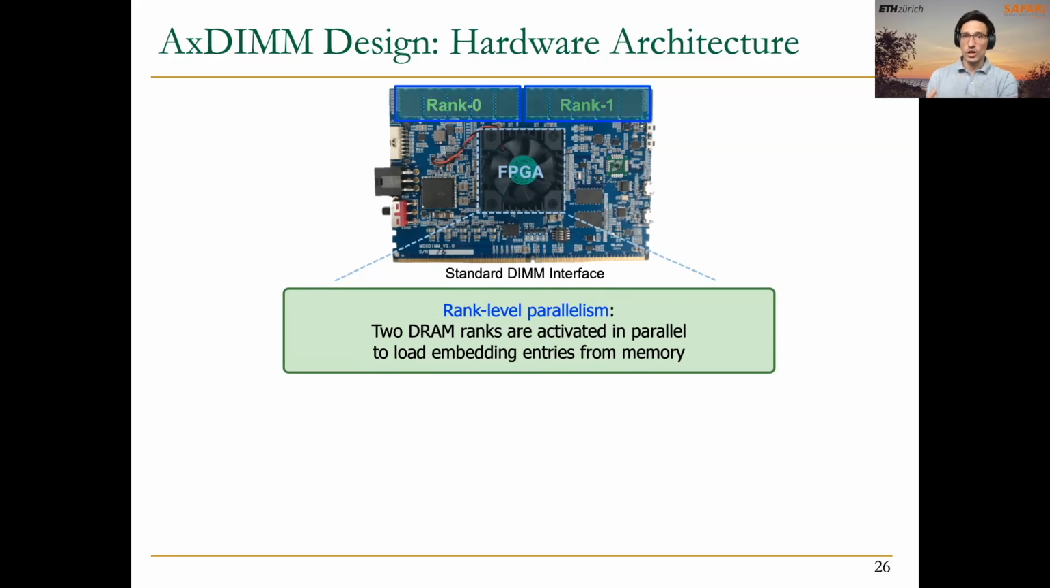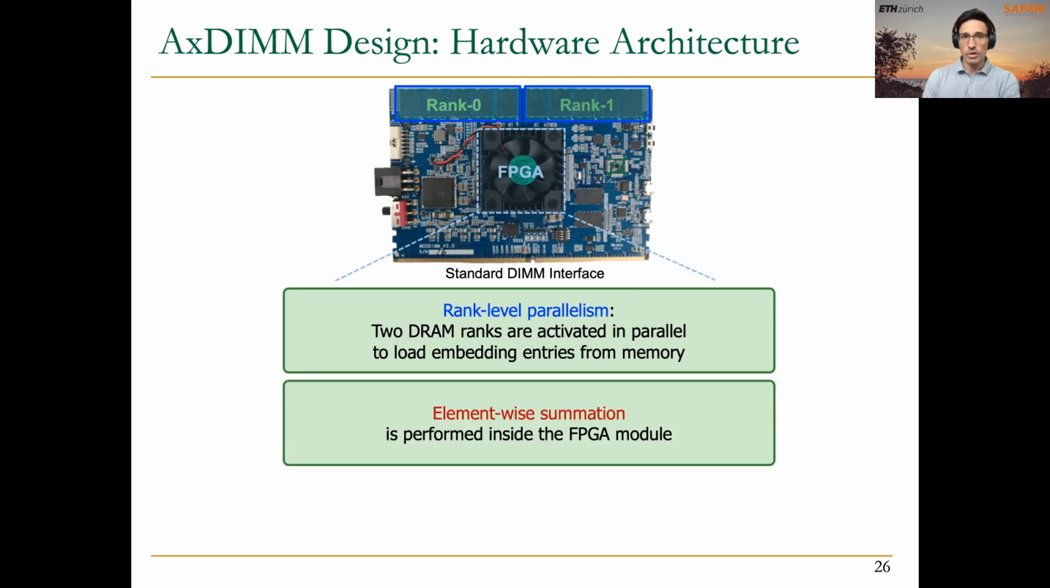And it's possible because there are two ranks, so it's possible to exploit rank level parallelism by creating different near memory processing units that are going to operate on the different available ranks. In this case, we have two ranks on the DIMM. So it's going to be possible to access in parallel the embedding tables that will reside on rank 0 and rank 1, and then perform the element-wise summation, the computation of the SLS operators, inside the FPGA module.